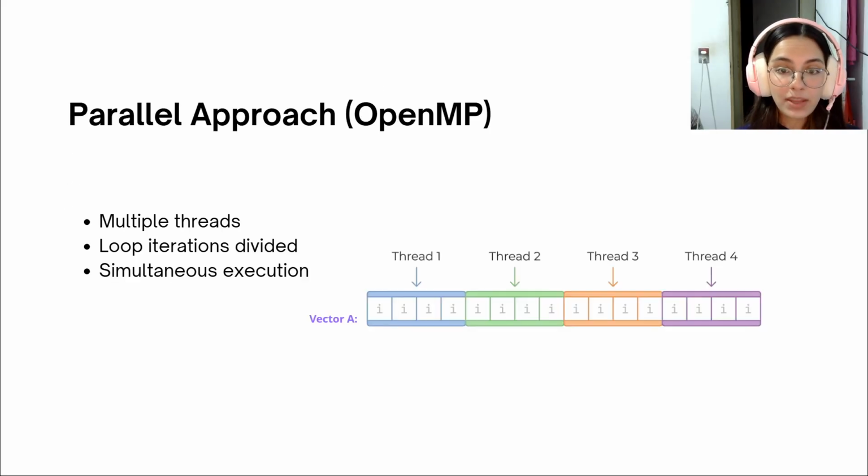Now, in the parallel approach, we use OpenMP to improve performance by executing multiple operations at the same time. So instead of processing the vector sequentially, the work is divided among multiple threads, and each thread is responsible for computing a portion of the vector independently. This allows the program to take advantage of multi-core processors.